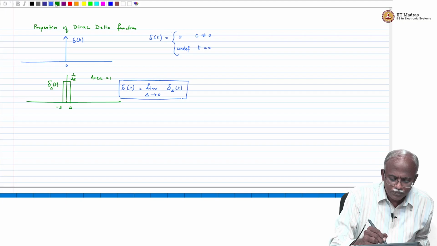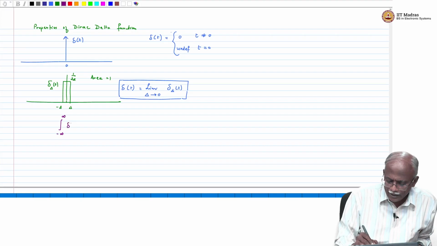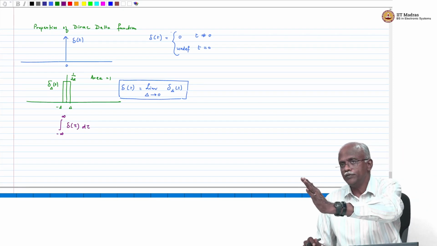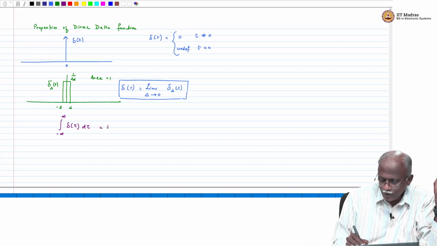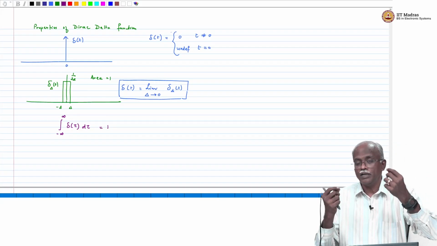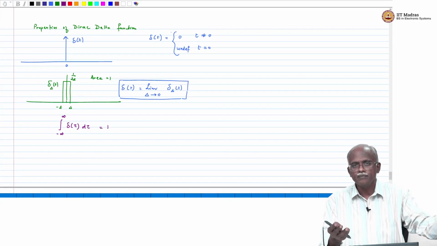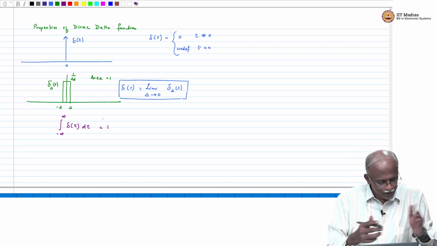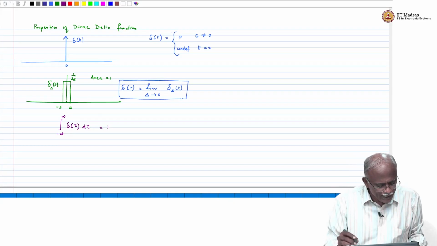Now come the two properties of the Dirac delta. First, the integral from minus infinity to infinity of delta of tau d tau. That means if I integrate from minus infinity to infinity, with the delta occurring at the origin, this integral is equal to 1, the area under the rectangle. It may be difficult to visualize with the Dirac delta, but you can look at this rectangle and say, I know the area of this rectangle is going to be equal to 1.